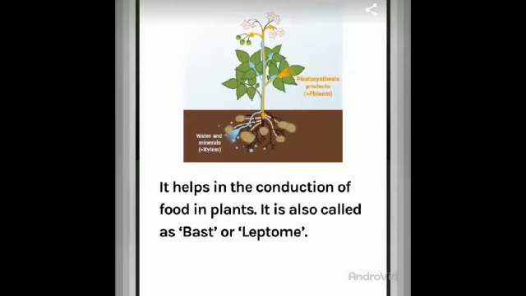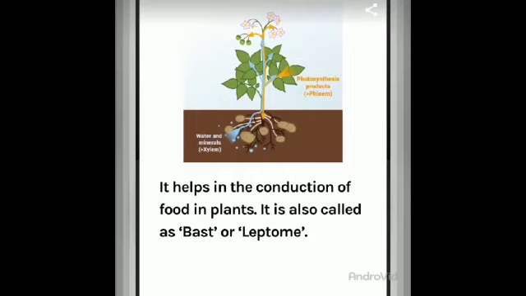Let's learn about the phloem in detail. Here you can see a picture of one plant. Here it helps in the conduction of food in plants. As you know, the phloem helps in the conduction of food in plants. It is also called bast or leptome. Here you can see the photosynthetic products in the phloem.